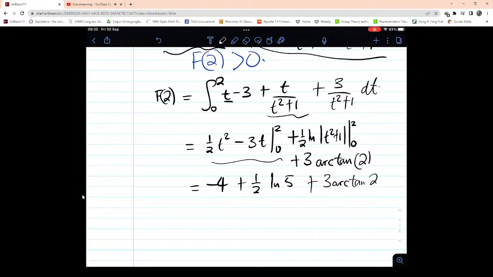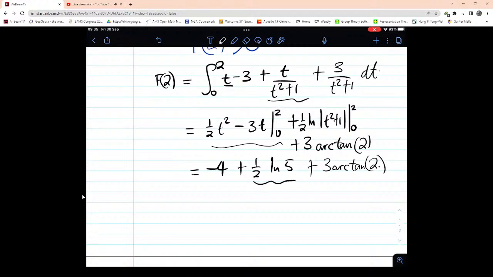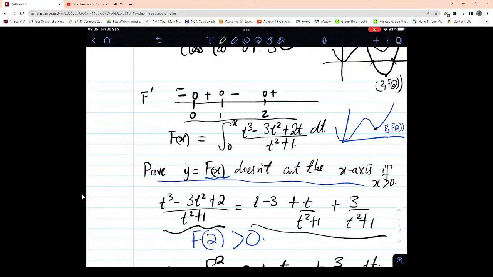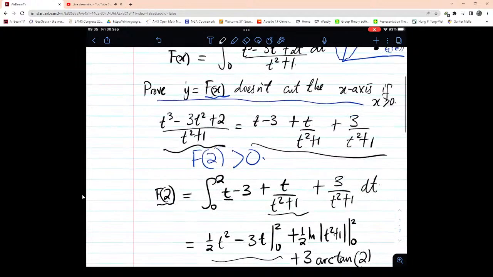arctan of 2, and this value, if you punch it into your calculator just to see what's happening, you will see that you get approximately this value there, and then 3 times this value, and if you add the 2, you see that they are greater than 4. So because we have a -4 there, it means this is greater than 0, and so therefore f of 2 is greater than 2. So when we look at our graph, it's indeed above there. And right, so we had to show that.